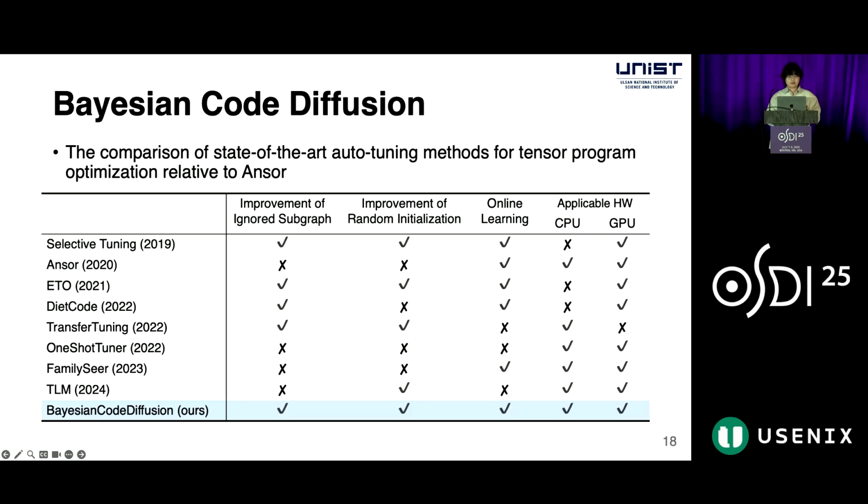This table compares many auto-tuning methods relative to Ansor. Our method offers several improvements over Ansor related to the opportunities we discussed. For example, if there is a check mark in the first column, it means the method leverages subgraph similarity. And if there is a check mark in the second column, it means they improved the program sampling process.